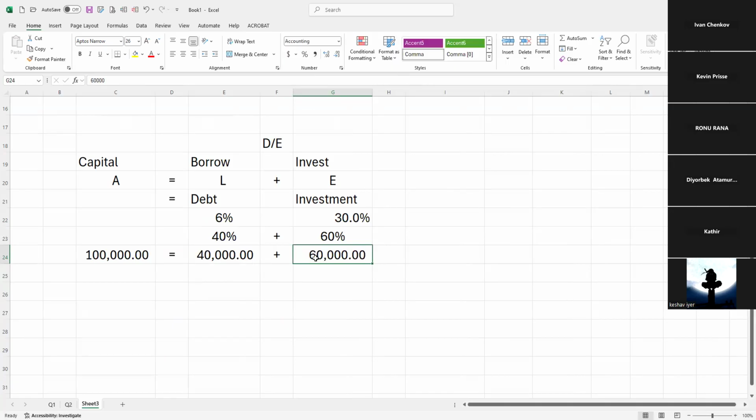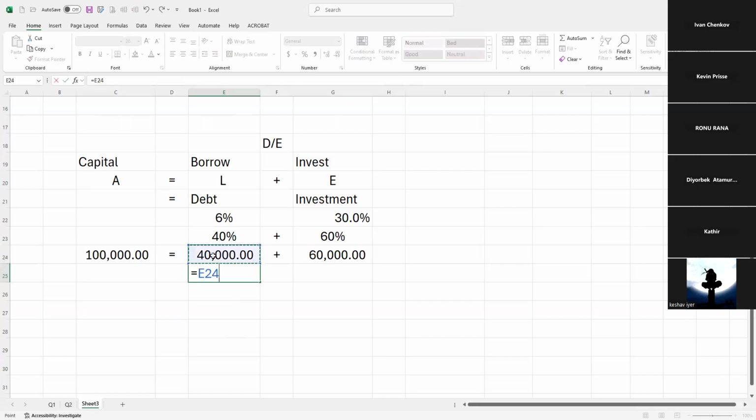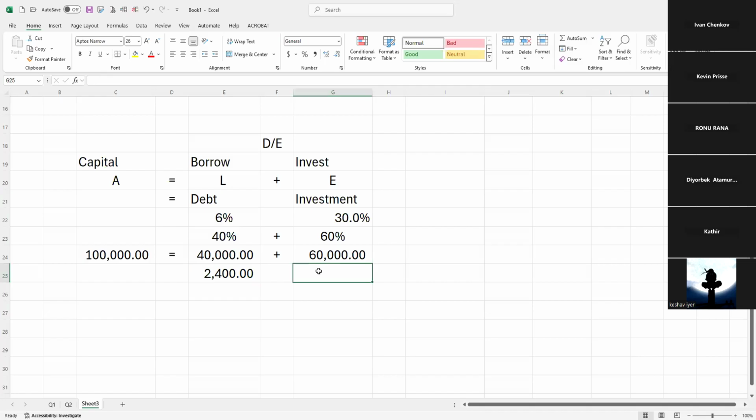Okay, so I have it. Now I'm in balance. If I invest 60,000 and I borrow 40,000, I'm going to have $100,000. How much do I have to pay on my borrowing? 6%. So how much is it going to cost me for 1 year? 40,000 times 6%, $2,400. How much is the investment going to cost me when you want 30%? That's going to cost me 60,000 times 30%. It's going to cost me 18,000.